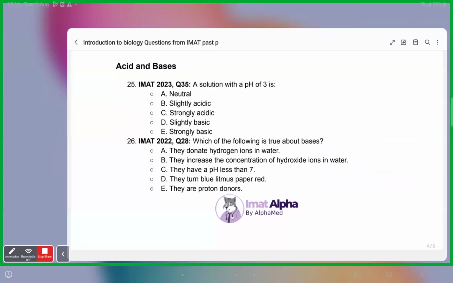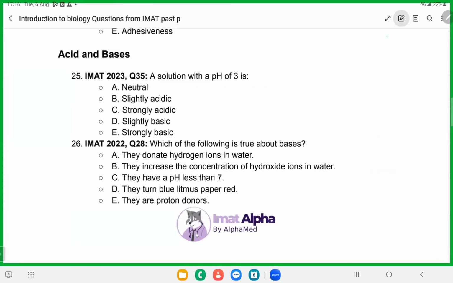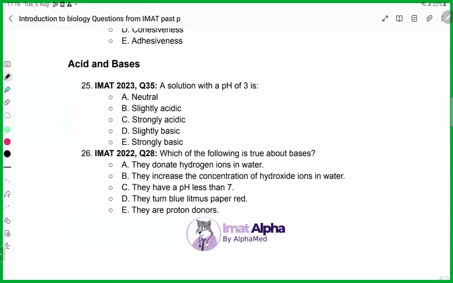So acids and bases. In IMAT 2023, question 35, a solution with a pH of 3 is neutral, slightly acidic, slightly basic, strongly acidic, strongly basic. So of course, pH is 3. This means that the pH is so low, it's acidic. But if you compare between 3 and 7, there is a very huge distance between them. So this means it's strongly acidic. So number 25, it's strongly acidic, C. And of course, to solve this question, you should walk on the axis, much easier.